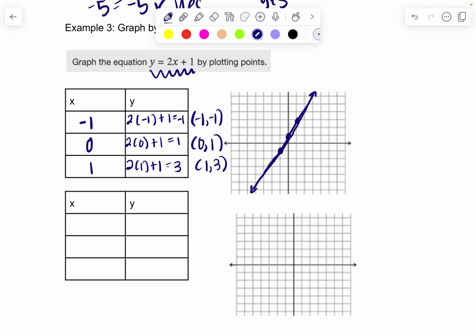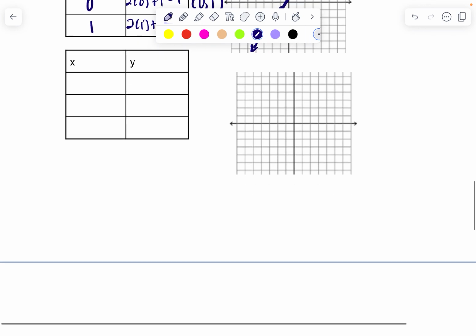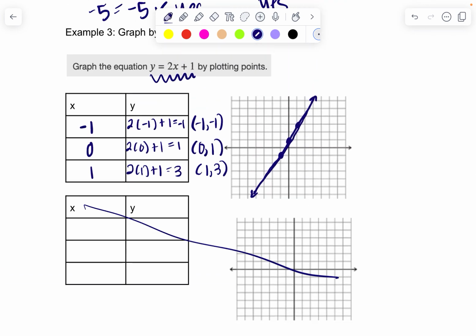All right, same thing here. Oh, actually, no, we're not going to do that example.